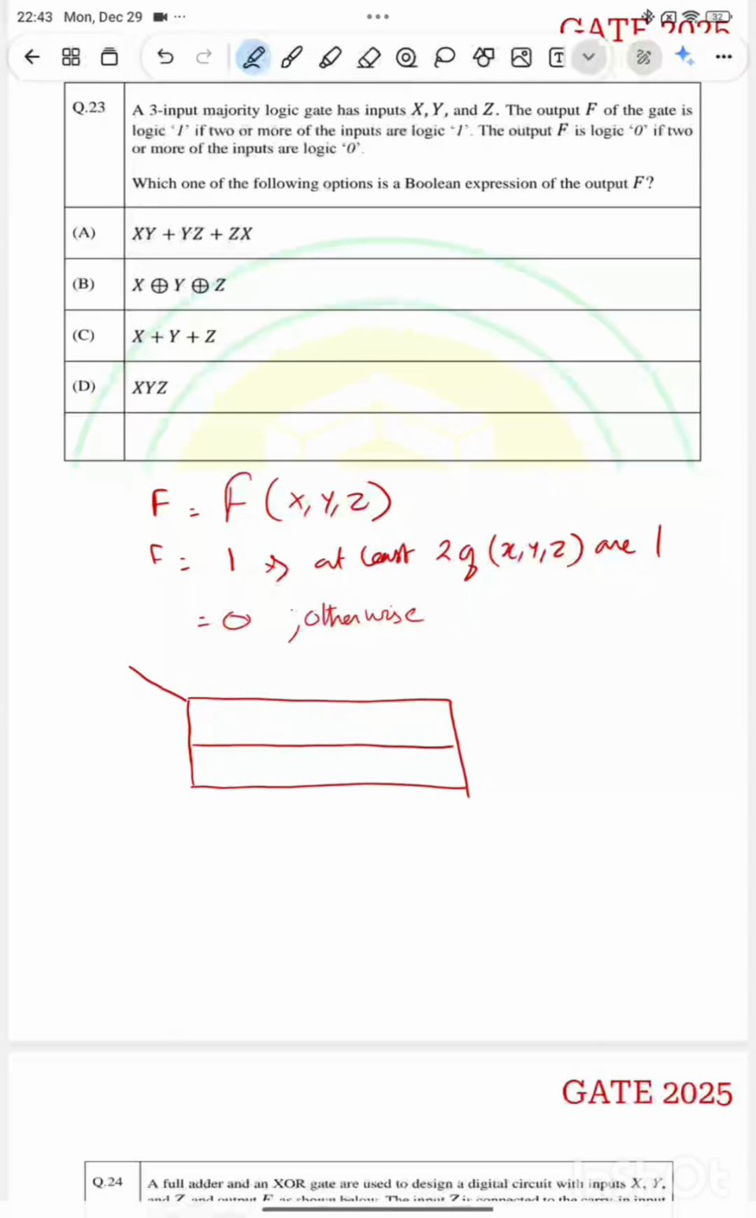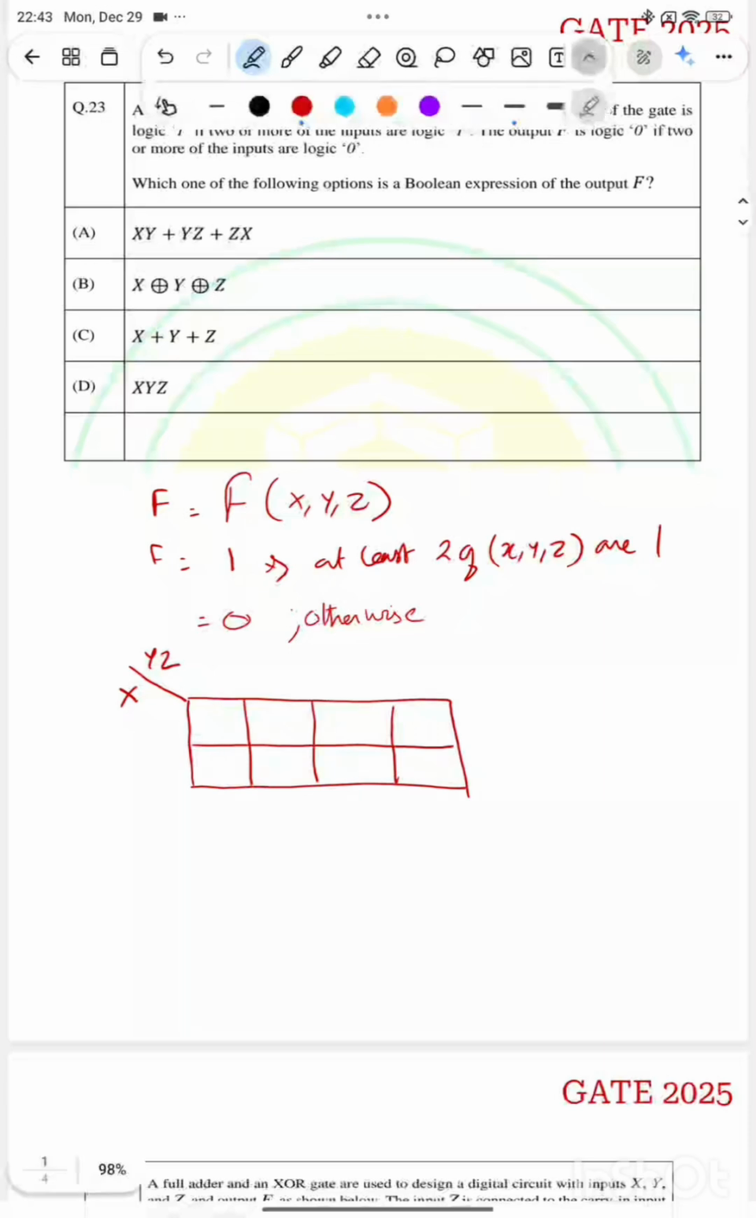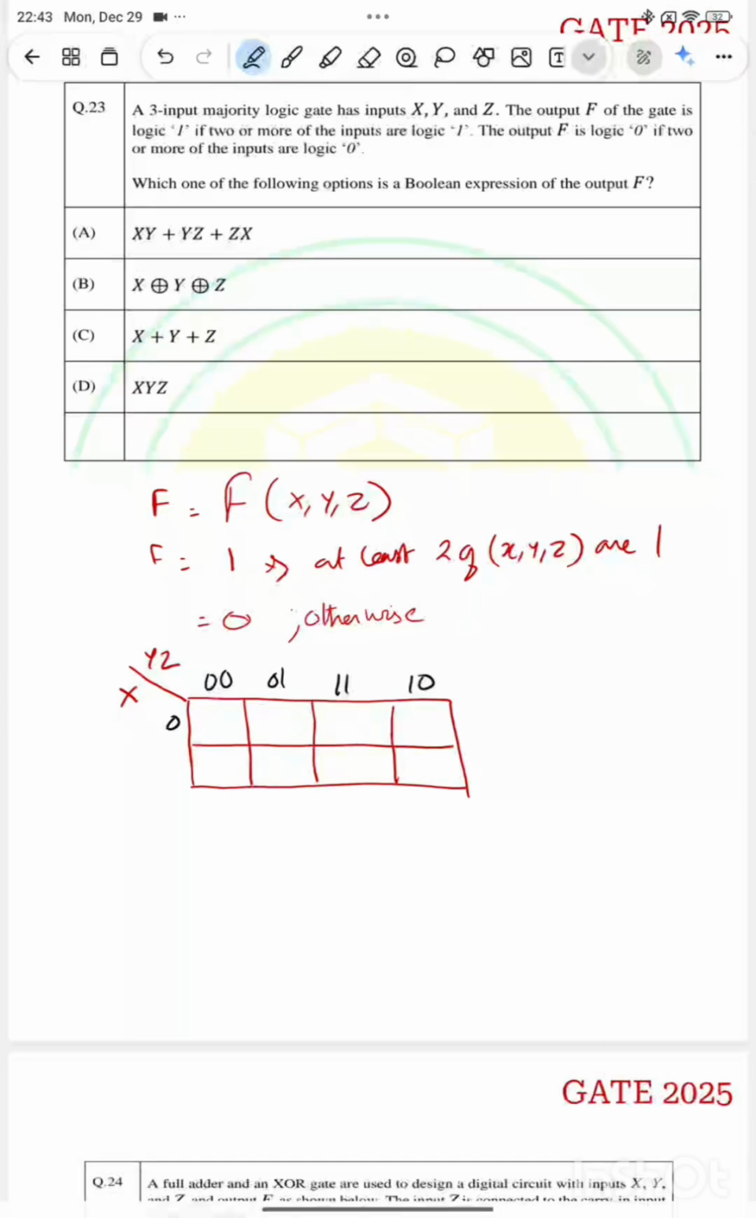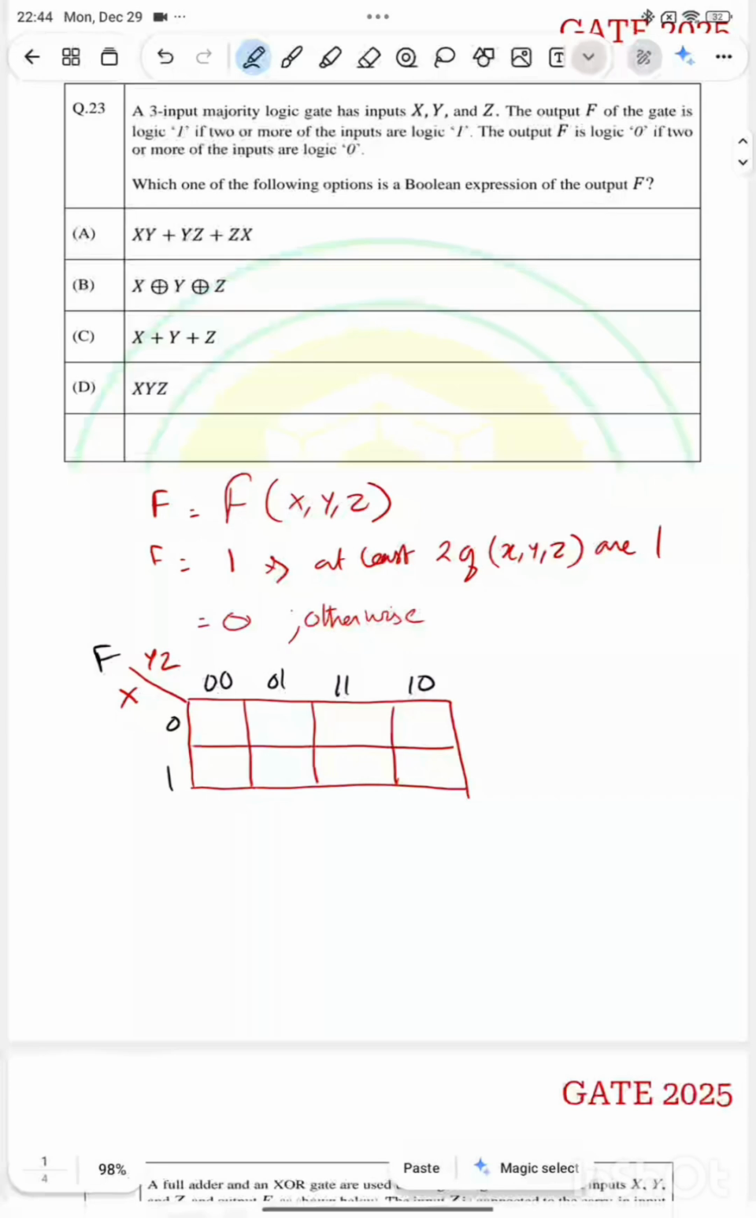Okay, so I have 3 variables x, y, z. Fine, and so 0 0 0 1 1 1 1 0. So this is the K-map of this function f. Okay, and for any x, y, z, if at least 2 or more than 2 variables are 1, then output is 1, right? So we'll see here. So we'll write all.